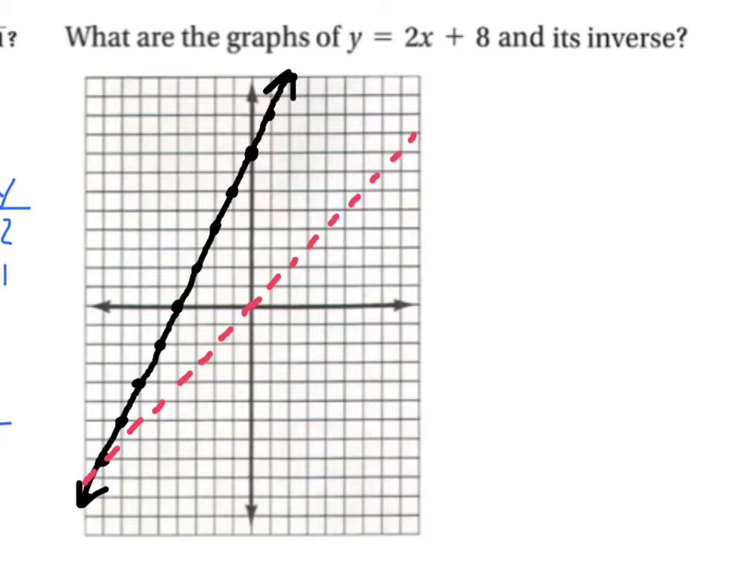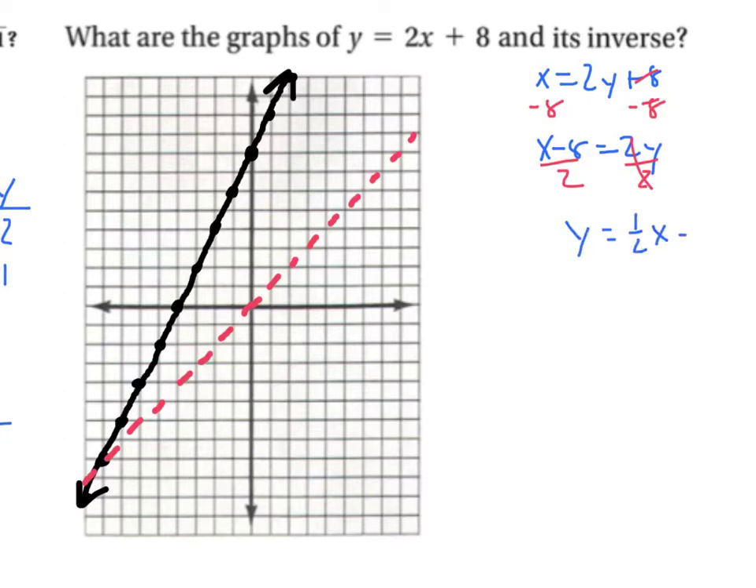Okay, so we are going to find the equation by switching the x and the y. So x equals 2y plus 8. So we have to solve for y to find the equation that we want to graph. So we're going to have to subtract 8, and then we're going to have to divide by 2. So we get y equals 1/2 x minus 4.